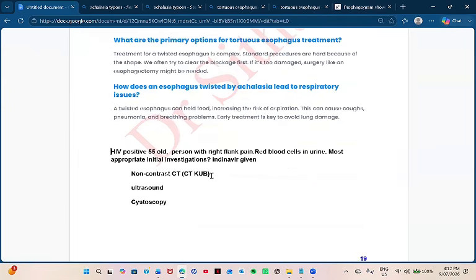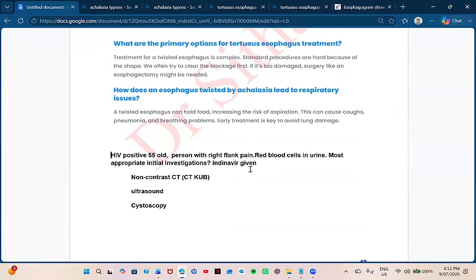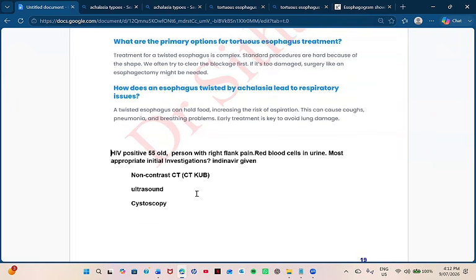Okay, an HIV positive 55-year-old person with right flank pain and red blood cells in urine. What is the most appropriate initial investigation, given indinavir? The options are CT KUB, non-contrast CT, ultrasound, cystoscopy. So what do you think? They're asking for the most appropriate initial investigation. What is happening here?